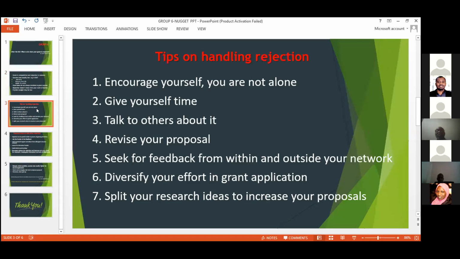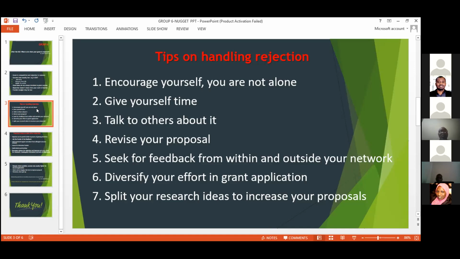Now, tips on handling rejection. We learned that there is every need for us to encourage ourselves. We should realize that we are not alone. We have our colleagues and our collaborators. Let us interact and discuss it. It is never the end of everything. So when we fall, we will rise again. Give yourself some time to freshen up, then go back to it. Talk to others about it. It is normal to relate with your colleagues, your mentor, and so on about the rejection. It is not a mark that will remain with you for life.